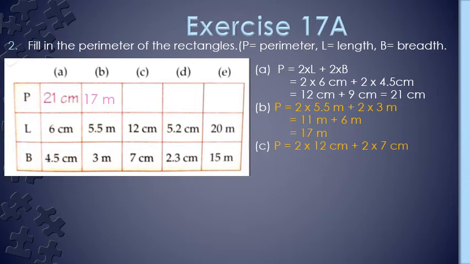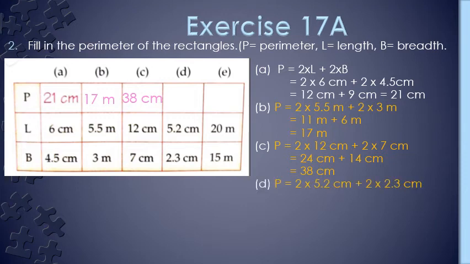Here the length of the rectangle is 12 centimeter and the breadth is 7 centimeter. So according to the formula, the perimeter is equal to 2 multiplied by 12 centimeter plus 2 multiplied by 7 centimeter, which is equal to 24 centimeter plus 14 centimeter, and that is equal to 38 centimeter. So we have written this in the box. Now let's move to the D part.